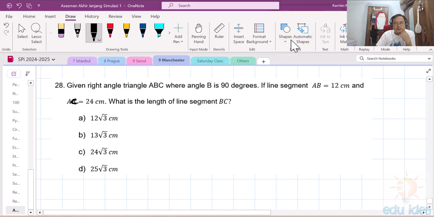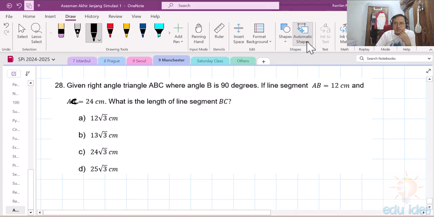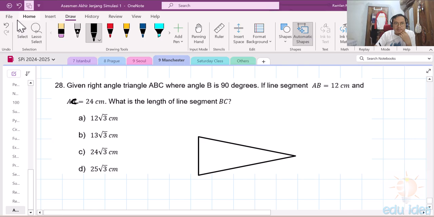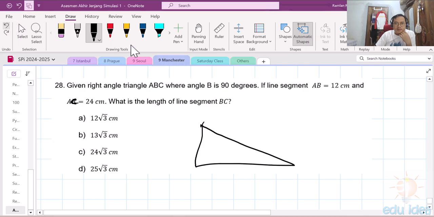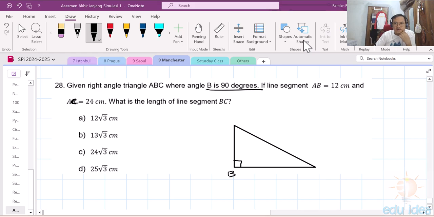So again, if you see a question that involves drawing, for example shapes, you might want to draw the shape first. It says we have a right angle triangle, so let's draw a right angle triangle. Okay, there you go. We have the triangle over here, and it says that B is the 90 degrees, so be careful with that. A and C don't really matter. B is the one that really matters in this question.